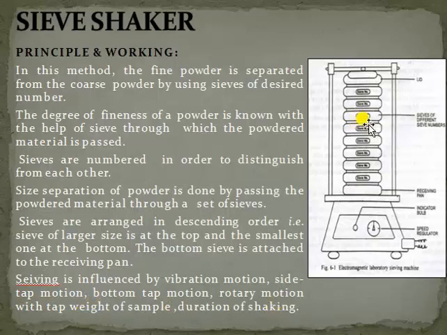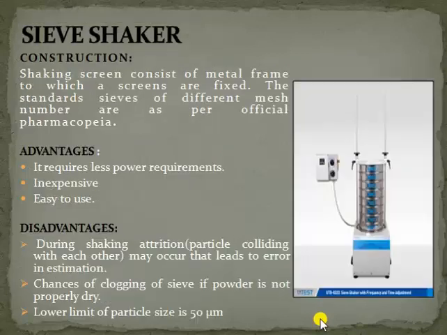The movements occur as side tapping and bottom tapping, all due to the vibrational motion. With the help of electricity, these movements such as bottom tap, rotary tap, and shaking occur and the particles get separated. So this is the sieve shaker.